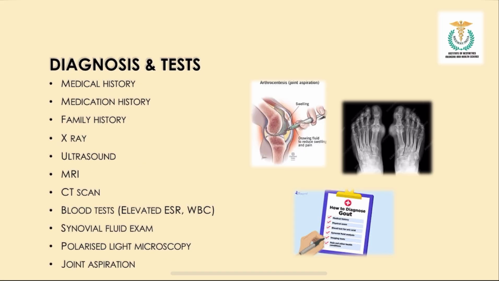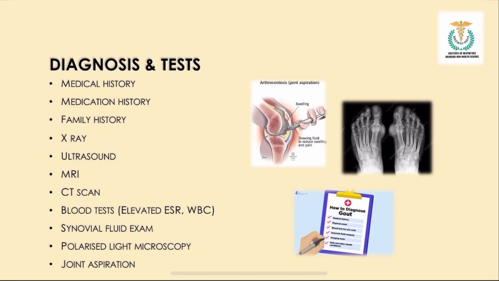Diagnosis and tests. The first important thing is medical history. Ask the patient whether he was previously diagnosed with this condition or any condition related to uric acid, whether he is a diabetic or hypertensive patient, and whether he has a family history of gout. You have to ask everything about the medical history as well as the medication history, whether he is under medication for any such conditions, and family history.